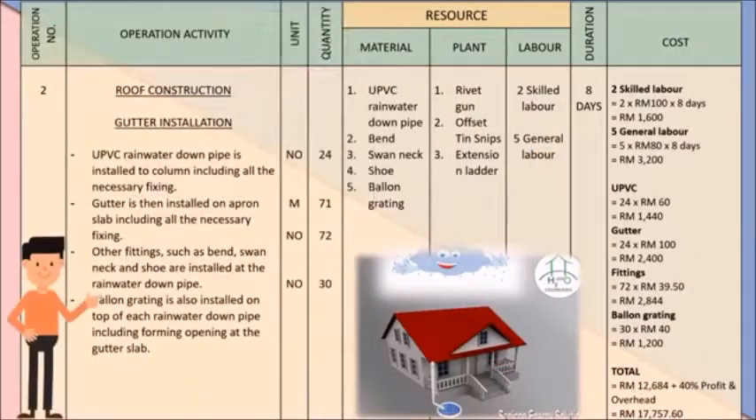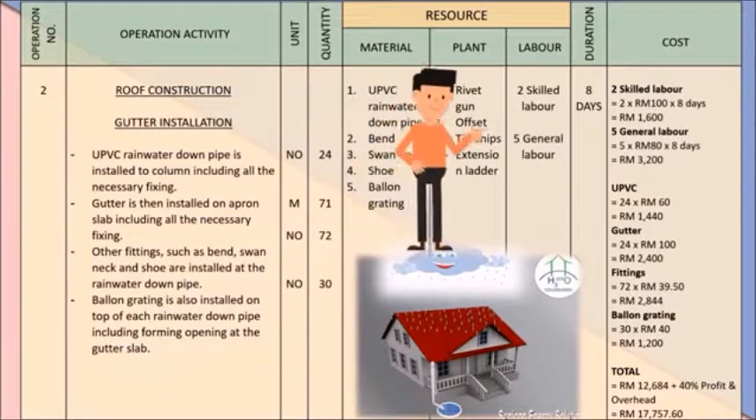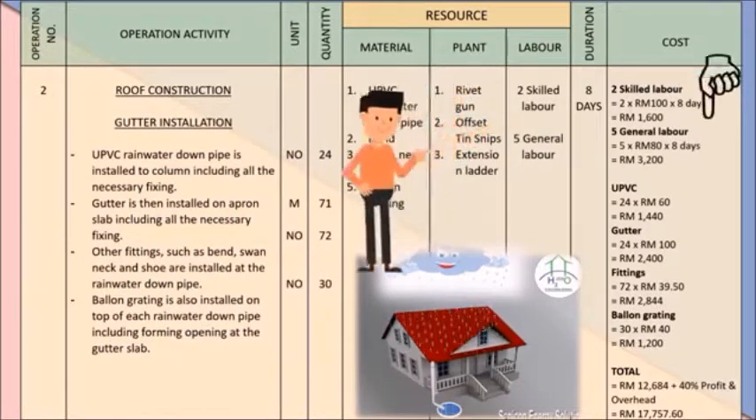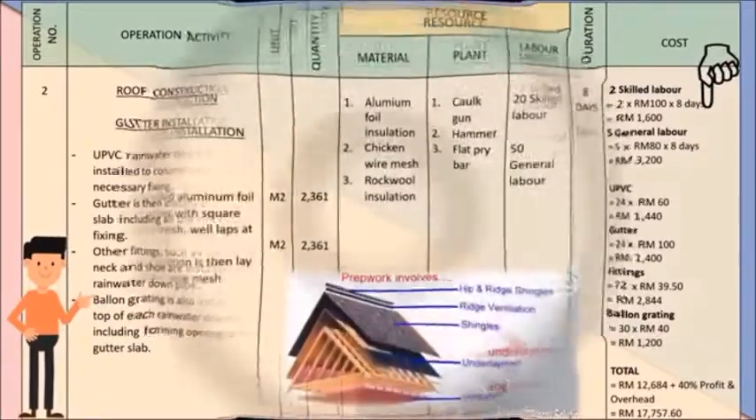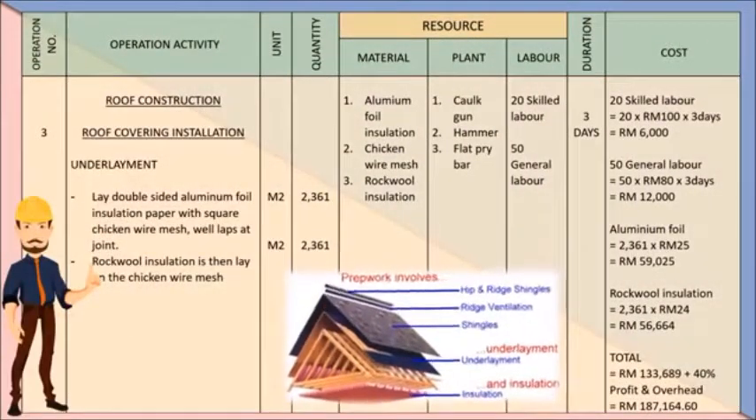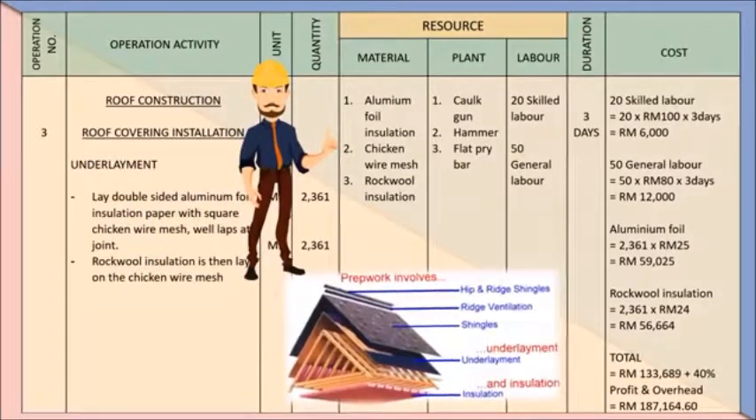The second operation is gutter installation. This is the item involved in this operation. It requires 2 skilled labor and 5 general labor. This is the cost. The third operation is laying the underlay. The materials used for this operation are aluminium foil and rock wool.